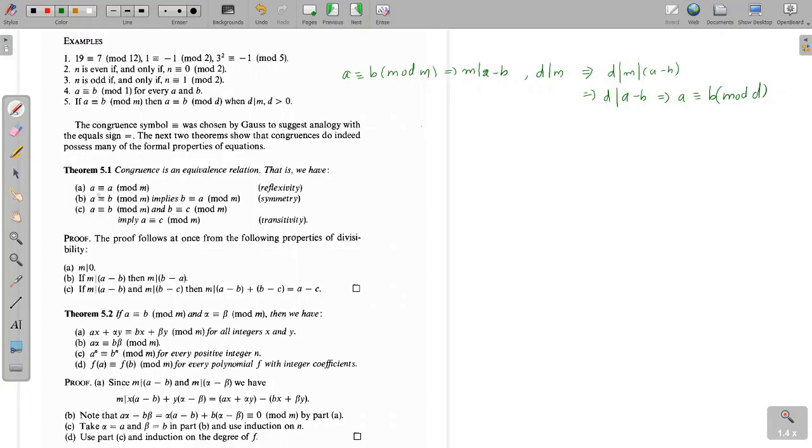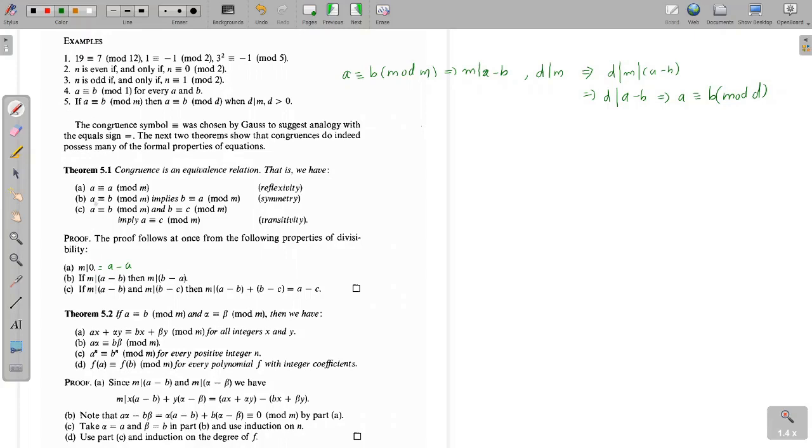For reflexivity, we need to prove that a is congruent to a mod m. We know that a minus a is 0, so m divides 0. This 0 can be written as a minus a, so m divides a minus a for every a. Hence a is congruent to a mod m for any positive modulus.